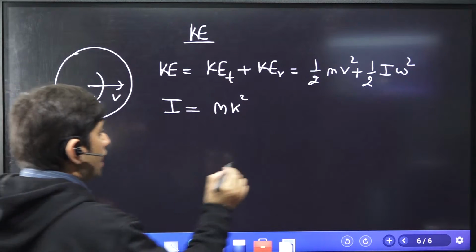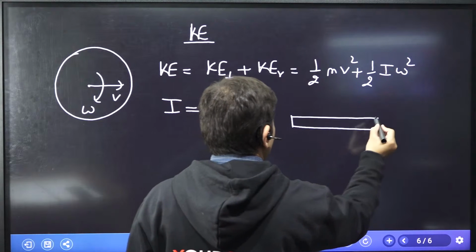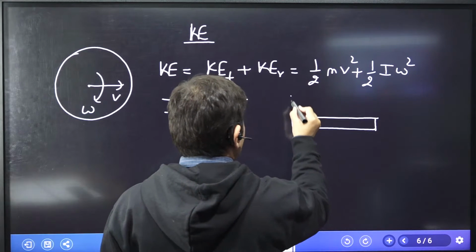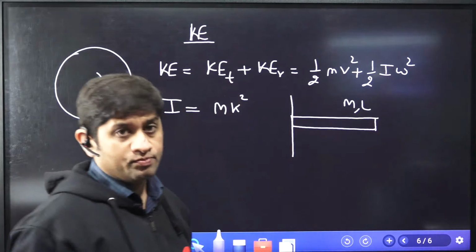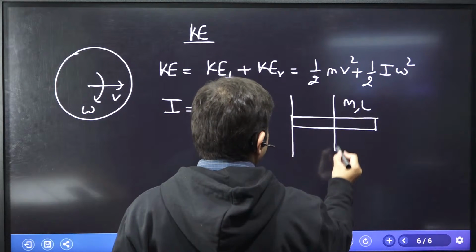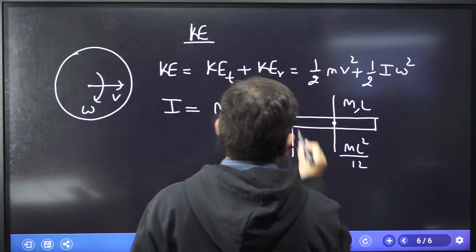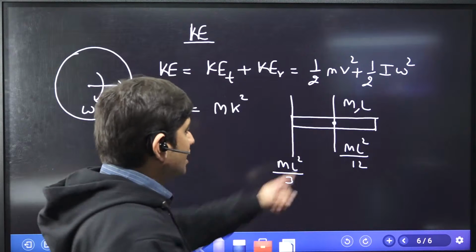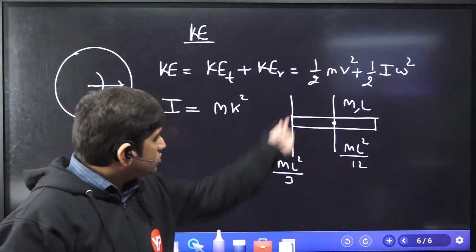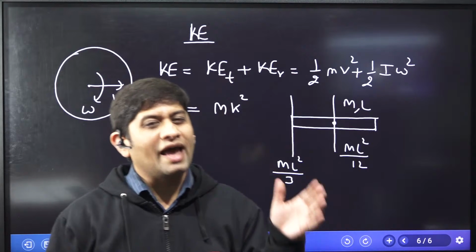Now I should give you the moment of inertia of certain bodies which we should know. Which bodies' moment of inertia do you need to remember? One, if I give you a rod whose mass and length are given as m and l, then the moment of inertia of that rod about the centroid is ml square by 12, and about one of its ends is ml square by 3. You know that moment of inertia depends upon the axis of rotation.